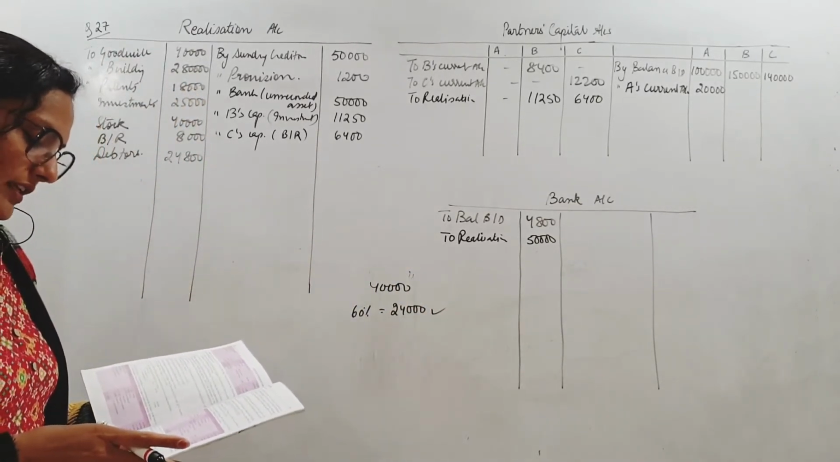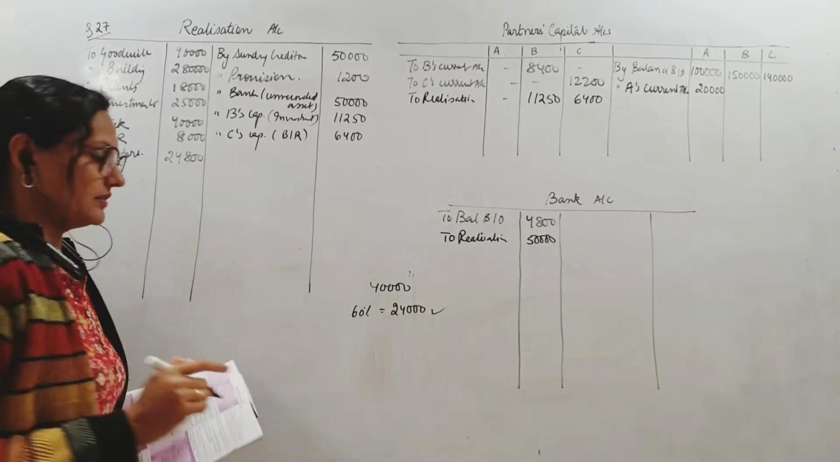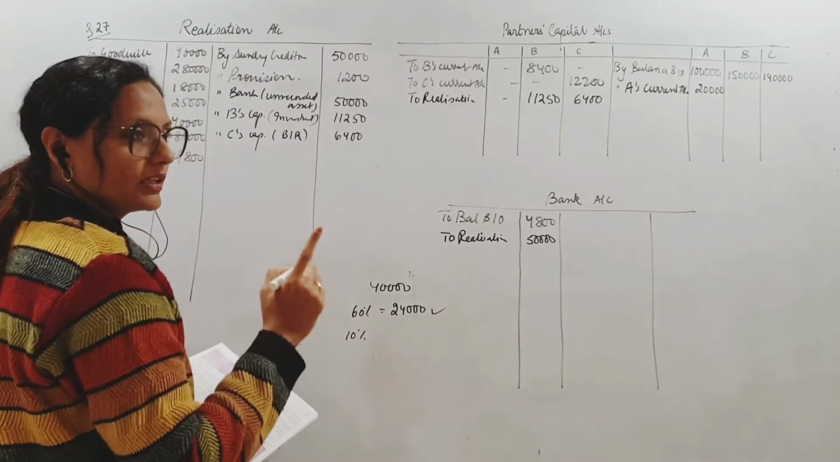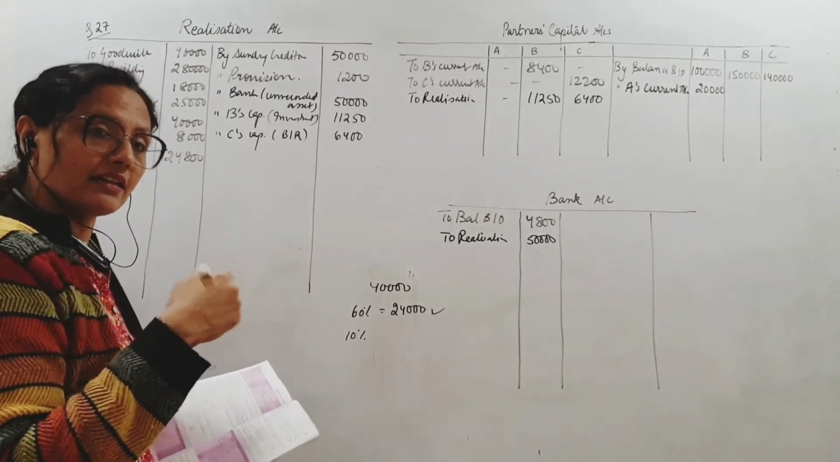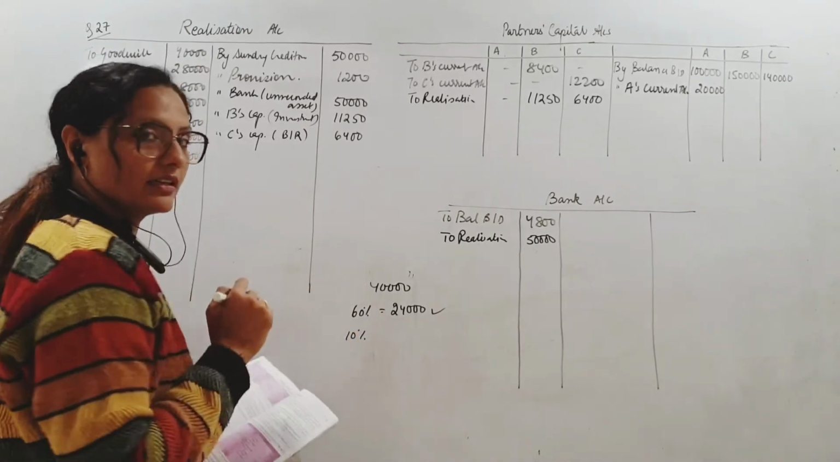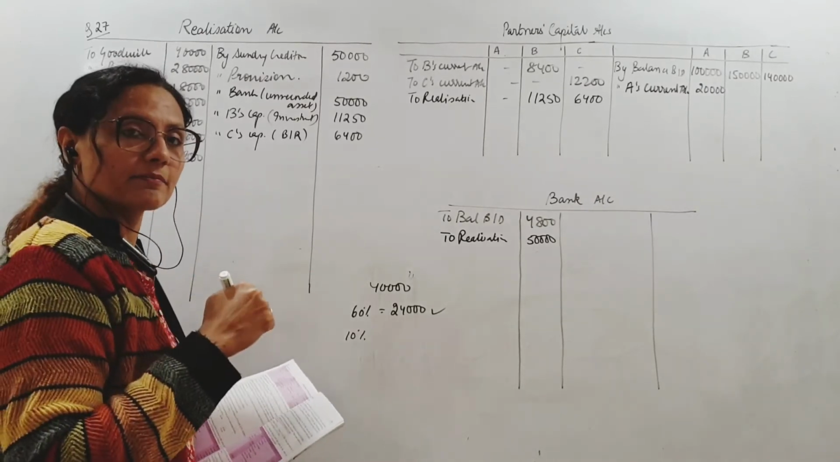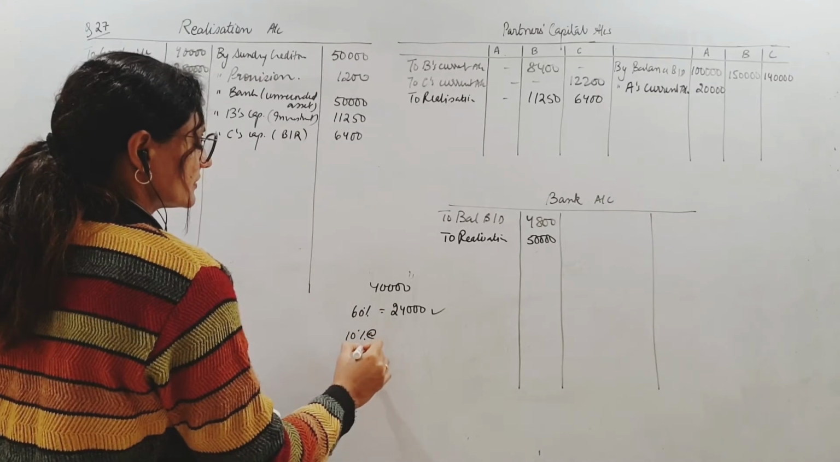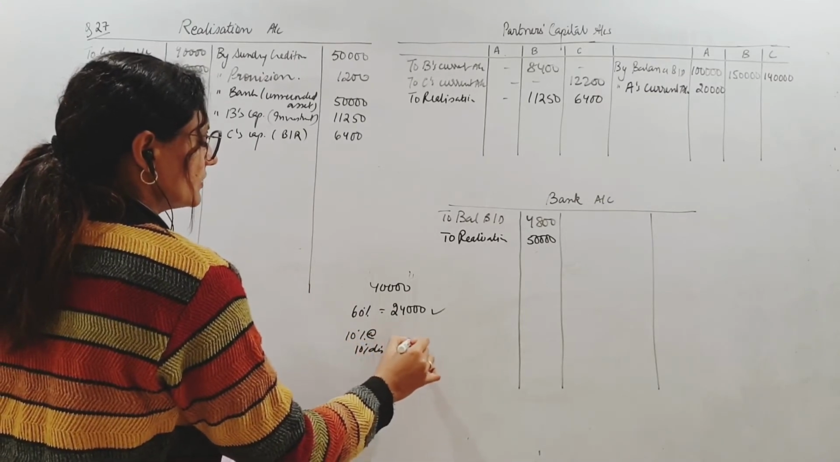10% of stock was realized at a discount of 20%. 10% of this, meaning 4,000. It was realized at a discount of 20%. मतलब 4,000 नहीं मिला, उसका 20% less मिला, meaning 80% मिला. So that comes at 3,200.